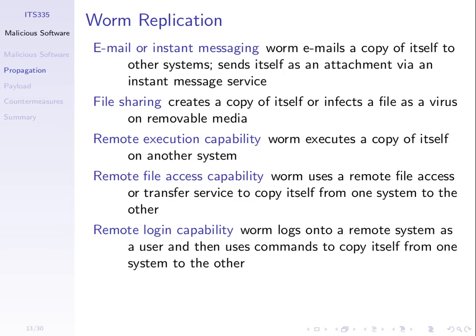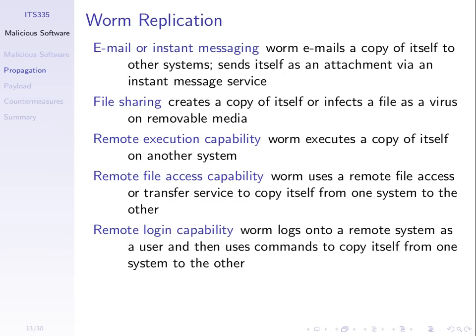So if the worm is on my computer and the worm can log into your computer via maybe some vulnerability in your computer, you haven't set up the security on your computer so that someone can't log in, then it can copy itself to other computers. All right, that was remote login. Remote execution is similar, where we execute a copy of itself on another system. So different ways for copying itself remotely.